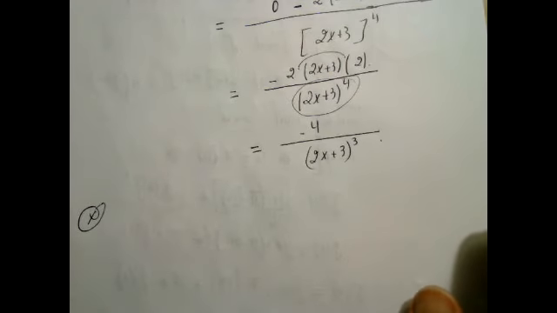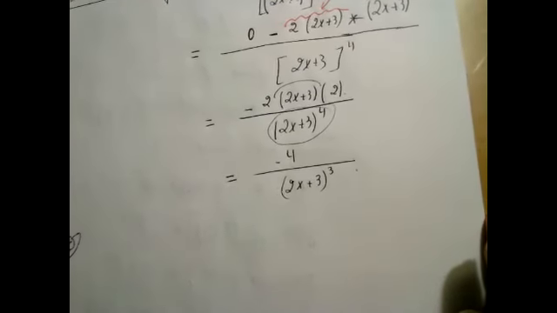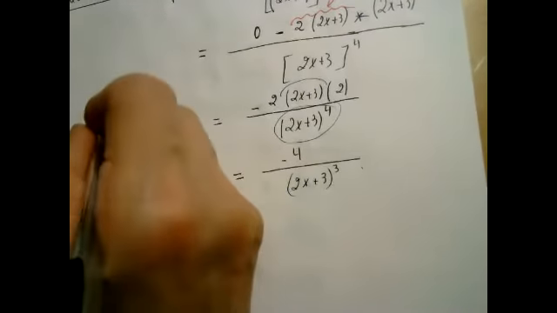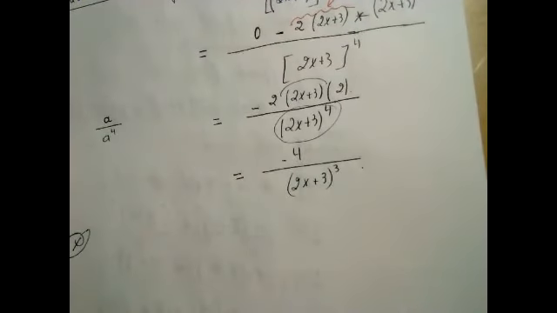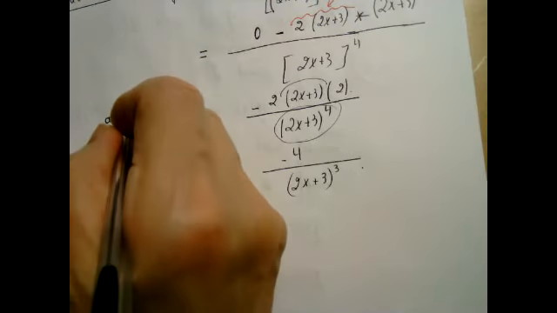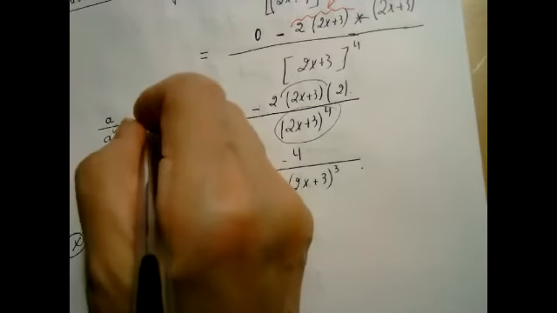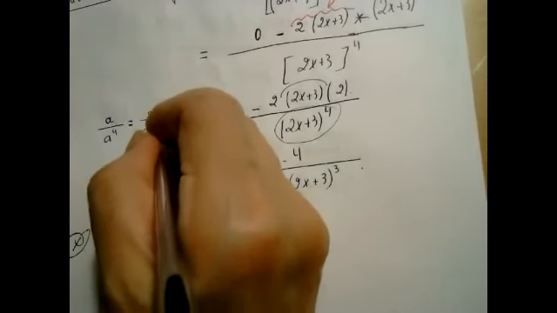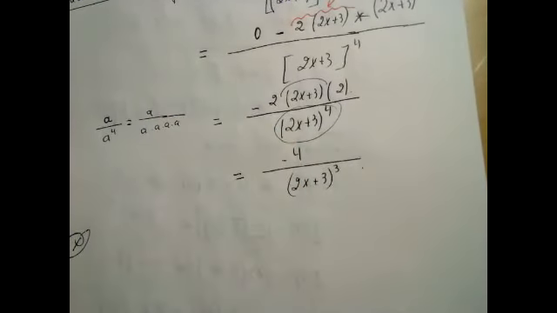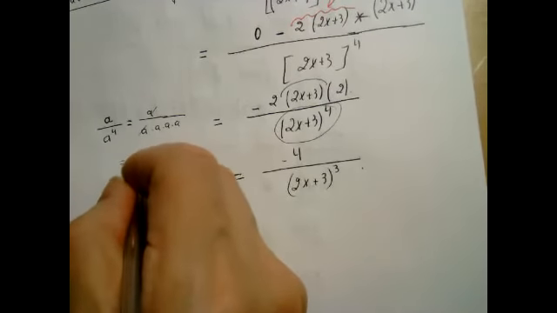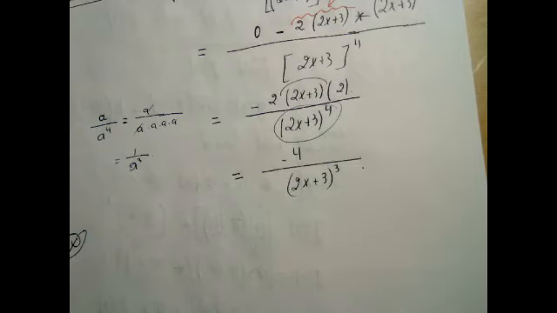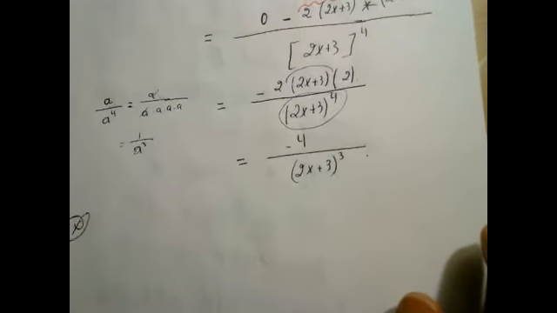How'd you go from 2x plus 3 to the power 4 to 2x plus 3 to the power 3? Suppose I have a over a to the power 4. This gives me what? It's a over, what's a to the power 4? So basically, I simplify my a and it leaves me with that. Are you with me? Yes. Okay, I get it now.